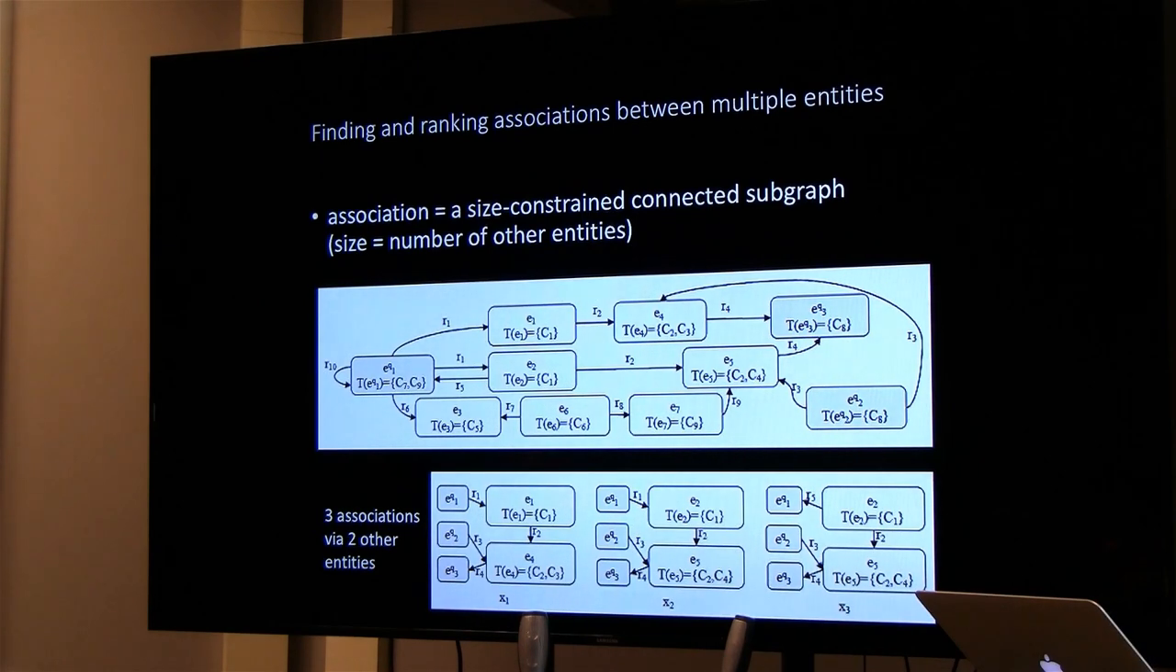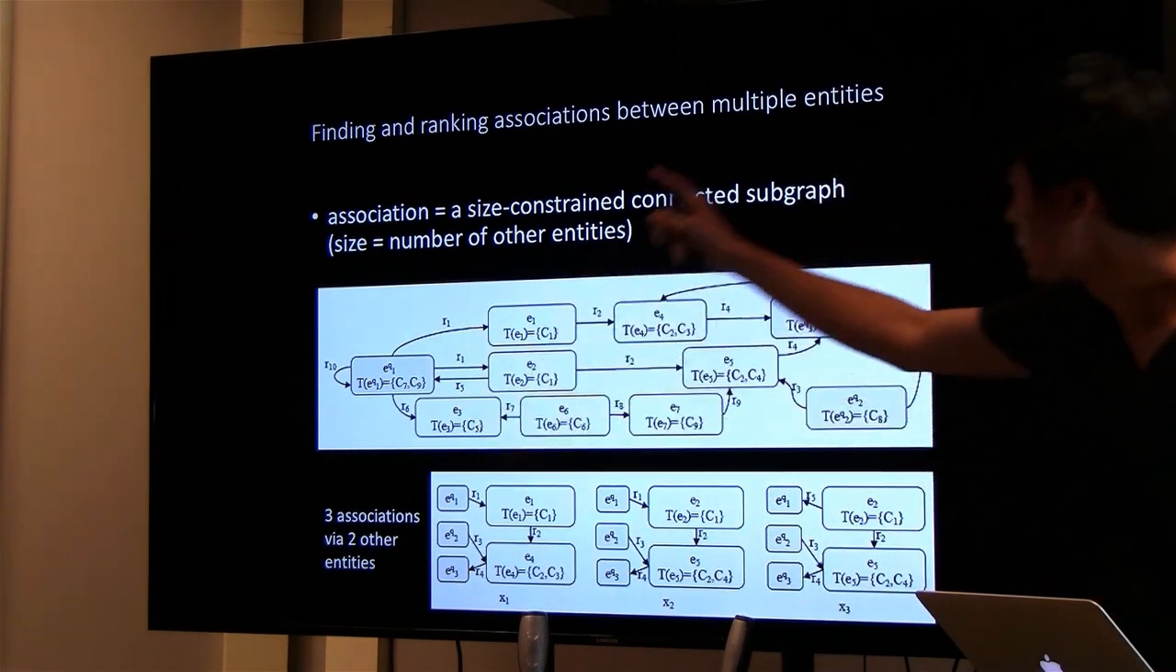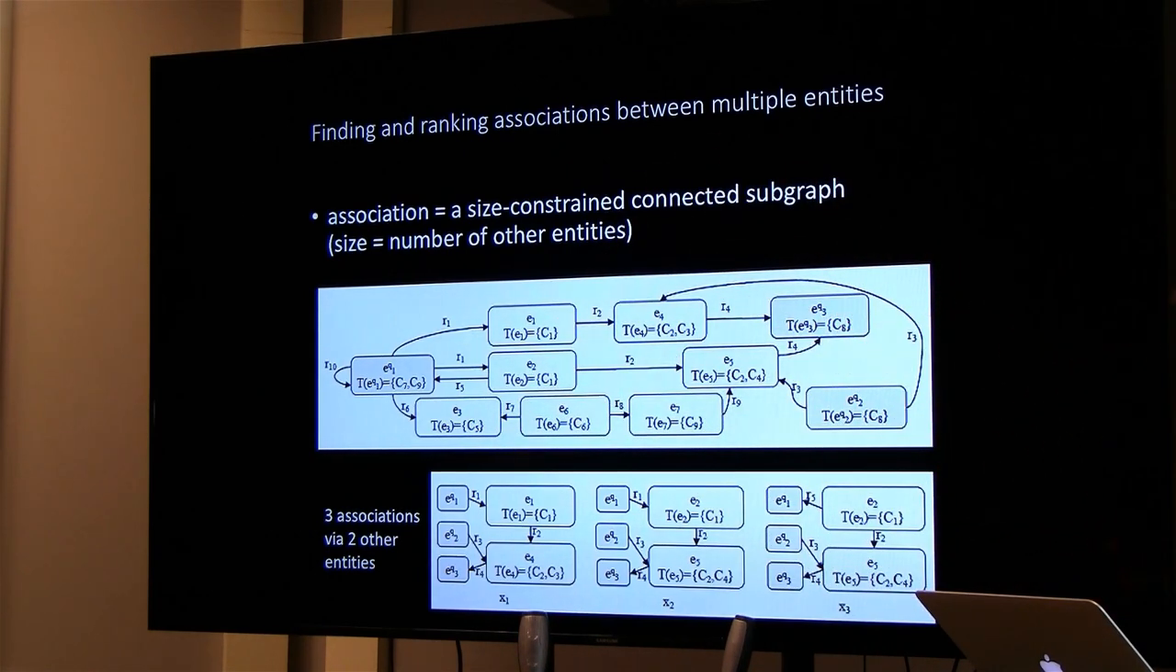But what I'm interested in is how to find associations between multiple entities, not just two entities, but three or more entities. So here is an example data graph, and we have three entities, EQ1, EQ2, and EQ3, as three query entities. In the previous example, we had only two entities. Here we have three entities. How can we define an association between three or more entities in a graph?